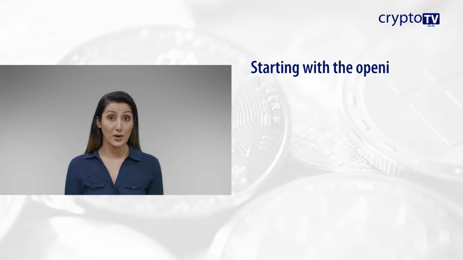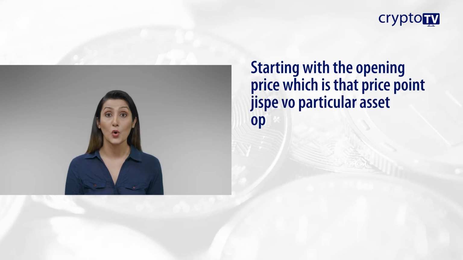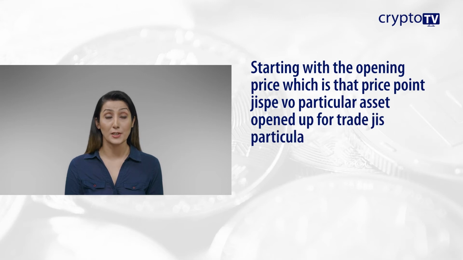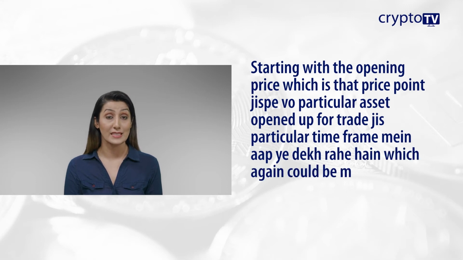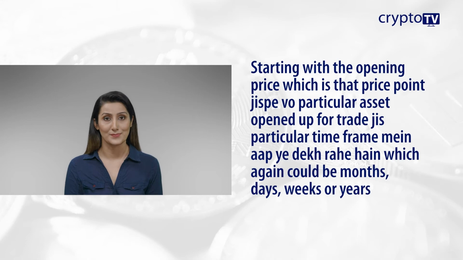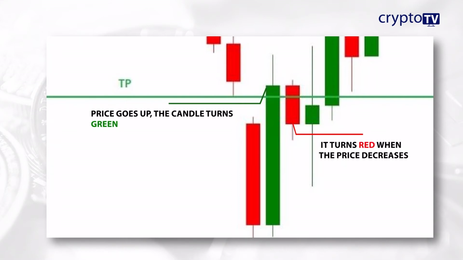Starting with the opening price, which is that price point at which the particular asset opened up for trade in the particular time frame you are looking at, which again could be months, days, weeks or years. For example, if you are looking at the performance of a cryptocurrency over the last one day, then the opening price becomes the price at which it was trading at the beginning of the 24 hours. If the price goes up, the candle turns green, and similarly, it turns red when the price decreases.